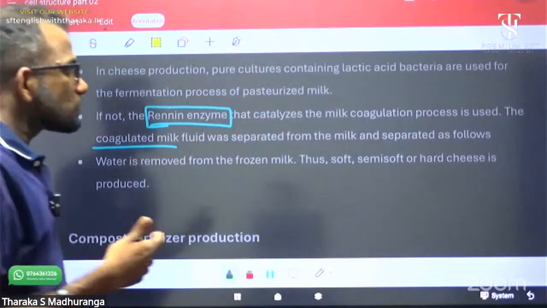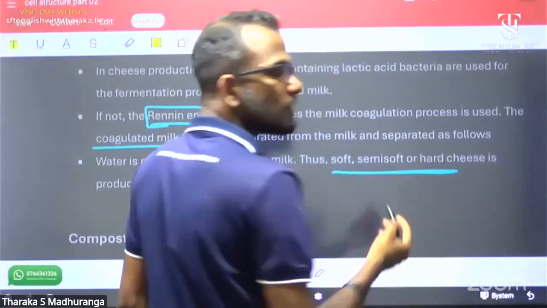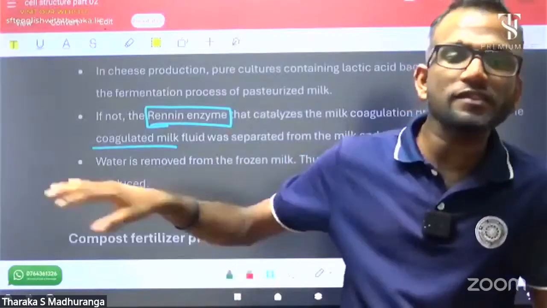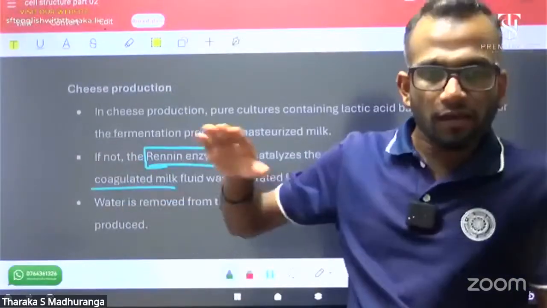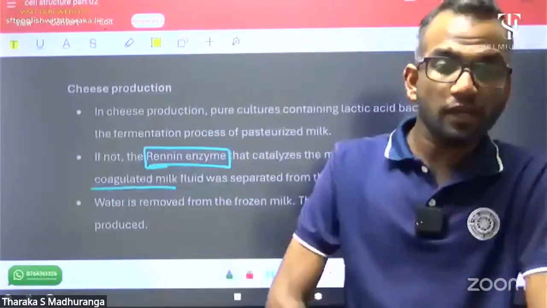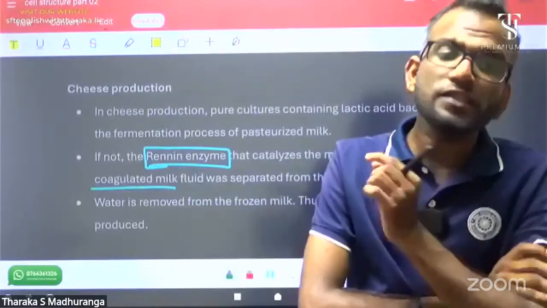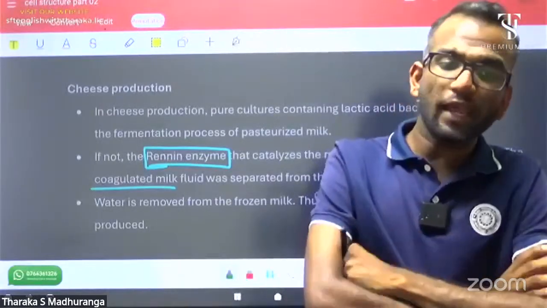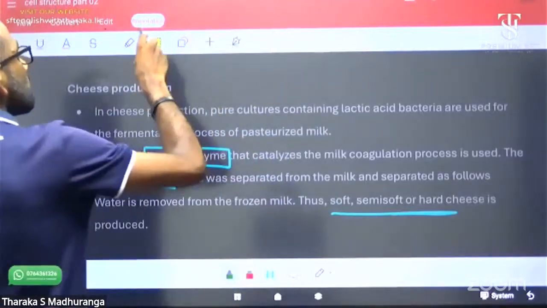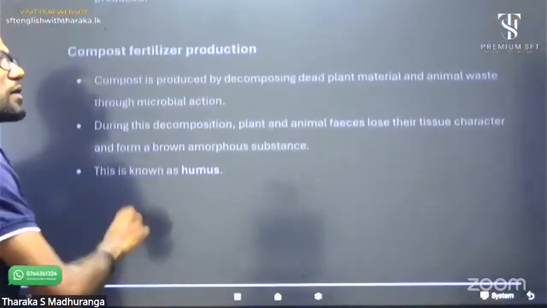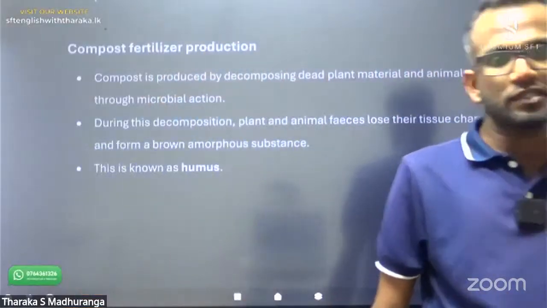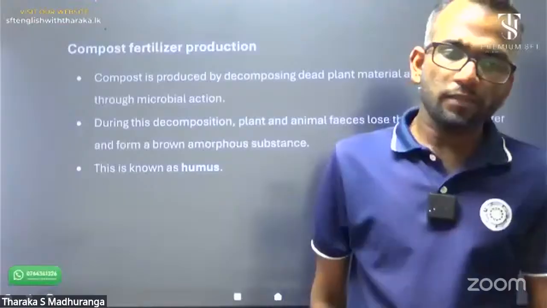Soft, semi-soft and hard cheeses are made from this separated casein. Actually, cheese is separated casein. We can see different shapes of separated casein, and those are the cheese. First pasteurization, then the renin enzyme, right? These are different dairy productions. We discussed curd production, yogurt production, and cheese production.